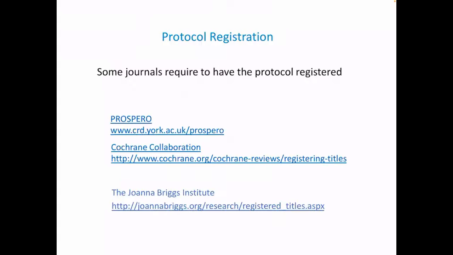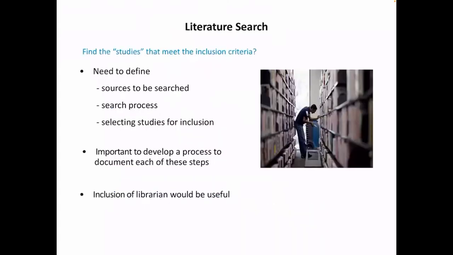It is a great idea to register your protocol in any of these sites: the Cochrane Collaboration, Joanna Briggs Institute, and PROSPERO. This lets the world see what you're working on. Registering and publishing the protocol is in itself a publication. And having a systematic review in place is certainly having your name registered in the history of Obs and Gynae.